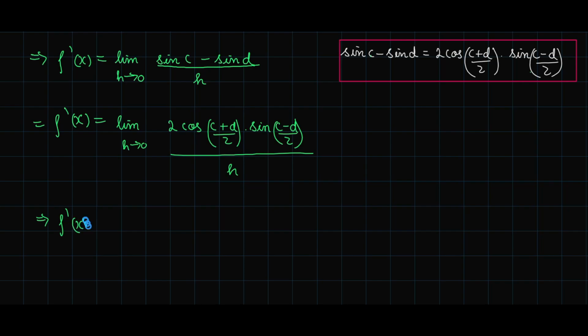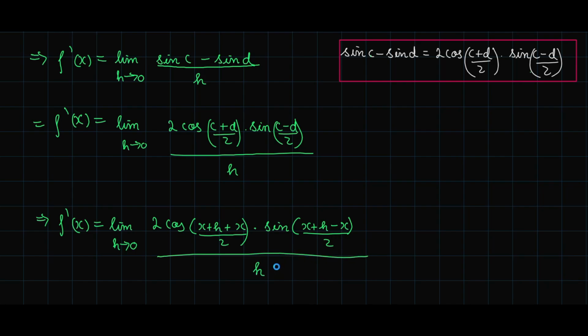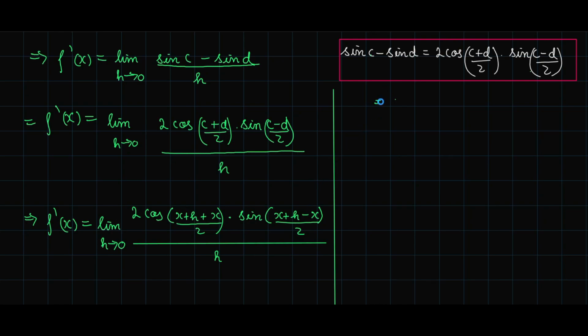Now we have to substitute the values of c and d in this equation. So f prime x equals limit h tends to 0 2 cos c was x plus h and d was x divided by 2 times sin c was x plus h and d was x over 2 whole upon h. On further simplification of this, we get limit 2 cos x plus h over 2 times sin h upon 2 over h. Here h tends to 0.